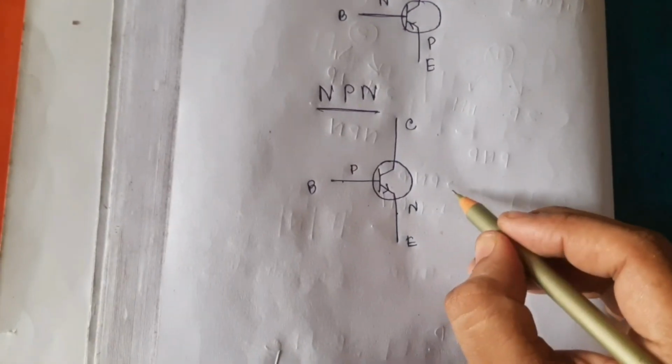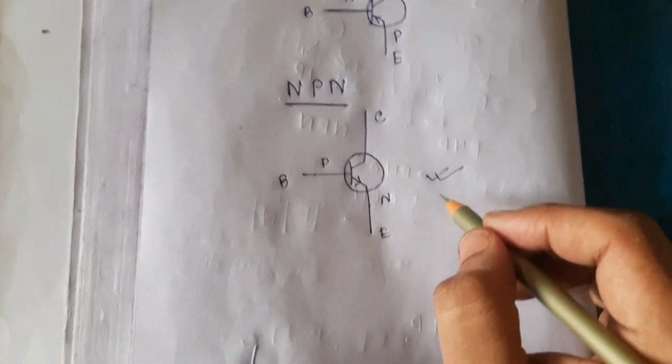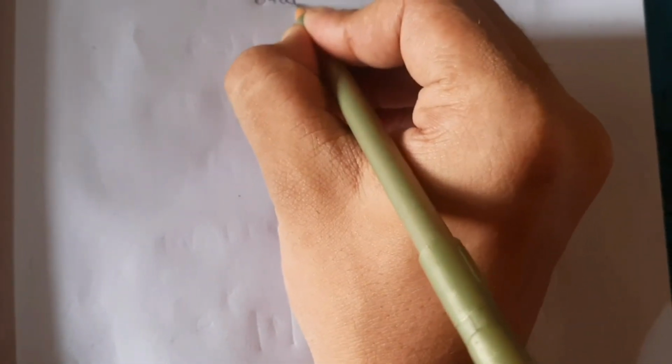In this video, we discuss the static characteristics of the NPN transistor. Now we can discuss the static characteristics of the NPN transistor. What are the static characteristics of an NPN transistor? The behavior of the transistor in DC current is called the static characteristics of the transistor.